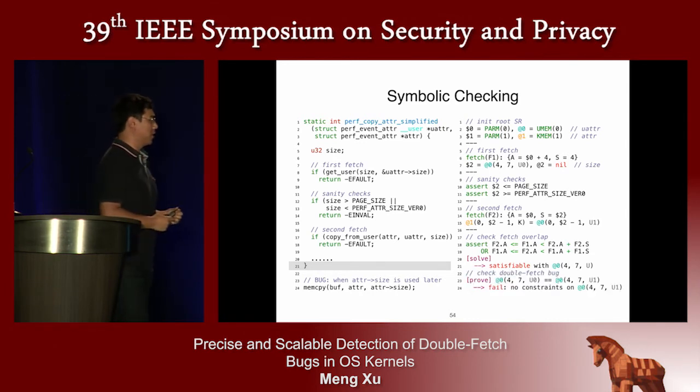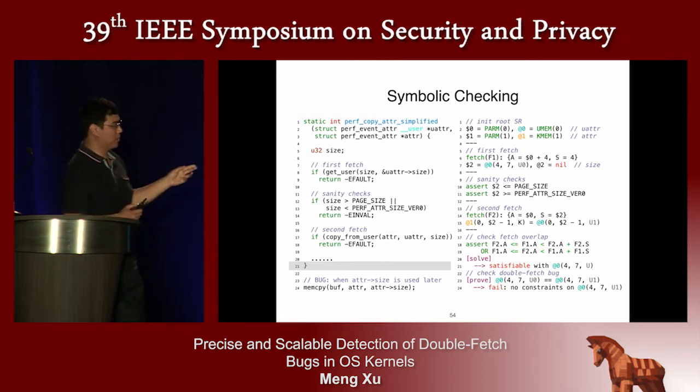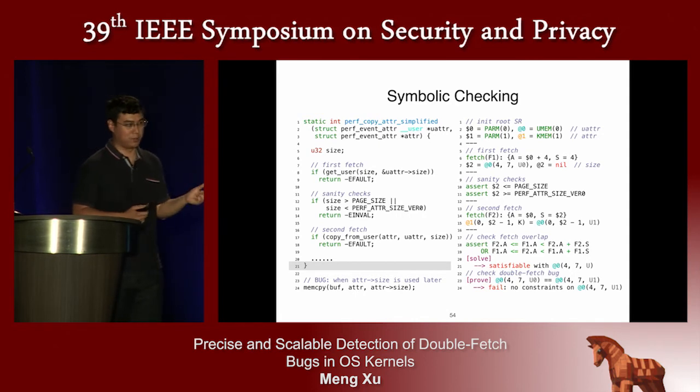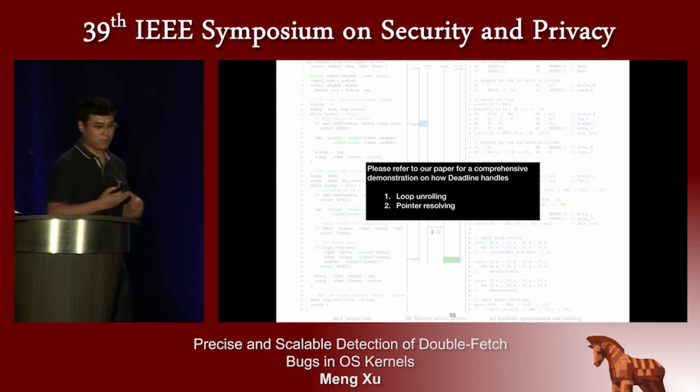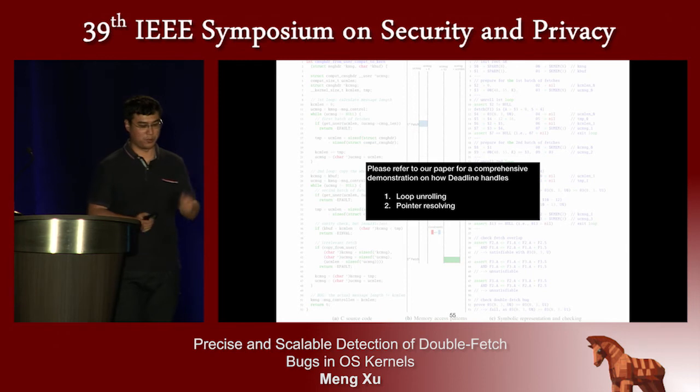The next thing you prove, or disprove, is whether the two fetches, the first one and the second one, are the same. It turns out there's no constraint in this function showing that these two fetches have to be the same. Therefore, we conclude that this is a double fetch bug, because a data dependency is established, but we cannot prove that the values fetched across the two fetches are the same. We actually have a more complicated example in the paper, which shows how we do loop unrolling and some simple pointer resolving. If you're interested, feel free to refer to our paper.